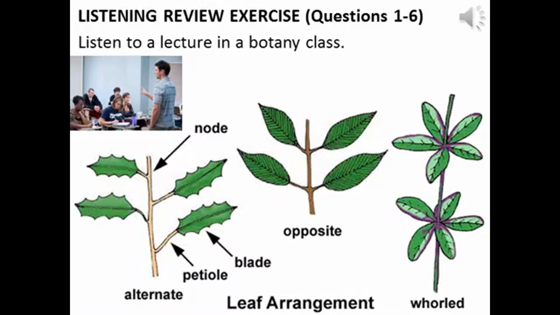The next type of leaf arrangement is the opposite arrangement, which you can see in the diagram. In this type of leaf arrangement, there are two leaves at each node, and these two leaves are opposite each other on the stem. This type of leaf arrangement isn't as common as the alternate arrangement, with one leaf at each node.